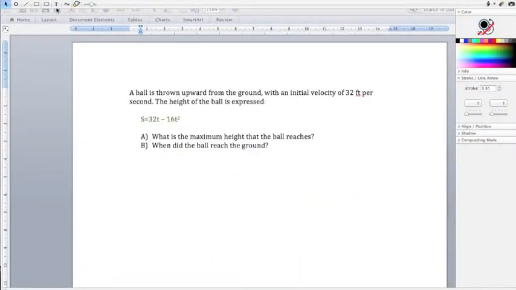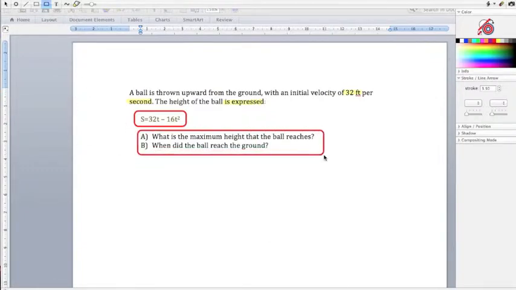Hello my friends, this is our first problem. We're going to solve this problem: a ball is thrown upwards from the ground with an initial velocity of 32 feet per second. The height of the ball is expressed in this formula: S equals 32t minus 16t squared.